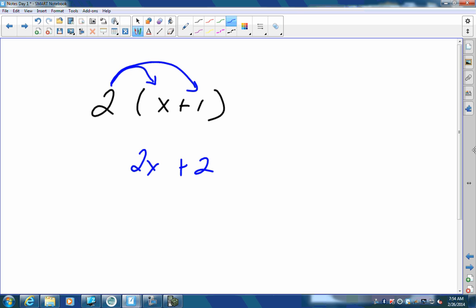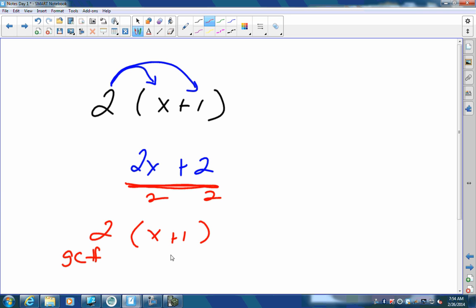Now what we are doing is we're going to pull out the GCF. So out of these two terms, what's the greatest common factor? A 2 goes into both of them. This is the GCF. If you divide out a 2 out of all of this, you get an x plus 1, and this is what is left. This is called factoring. And that's what this unit is. It's factoring. So instead of multiplying, we're doing the opposite, and we're going backwards.